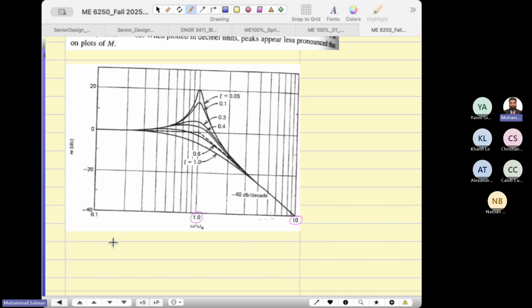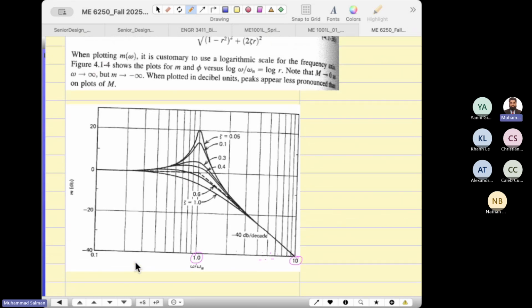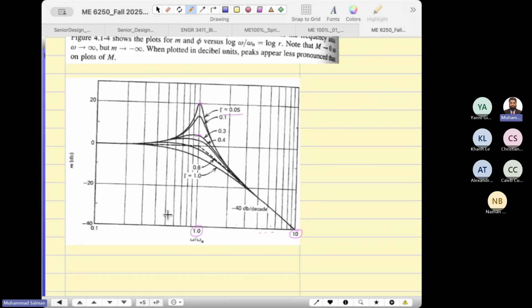Anyways, it's not a big deal, but you can see that at the resonance frequency you have a maximum amplitude, but as the zeta value increases, the peak amplitude decreases. And I want to show you the phase difference, so you can estimate the phase angle. Let me show you.